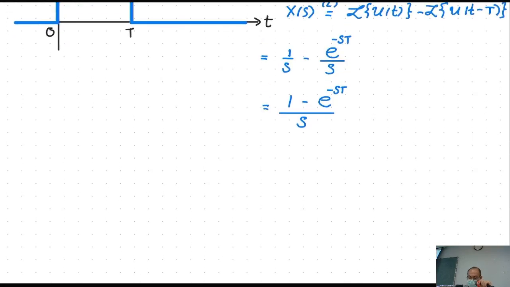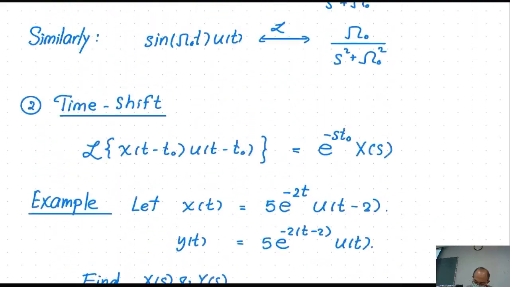The next one is, I don't remember what the next one is. Let me take a look. The next one is time differentiation. Okay, next one is property number 3.